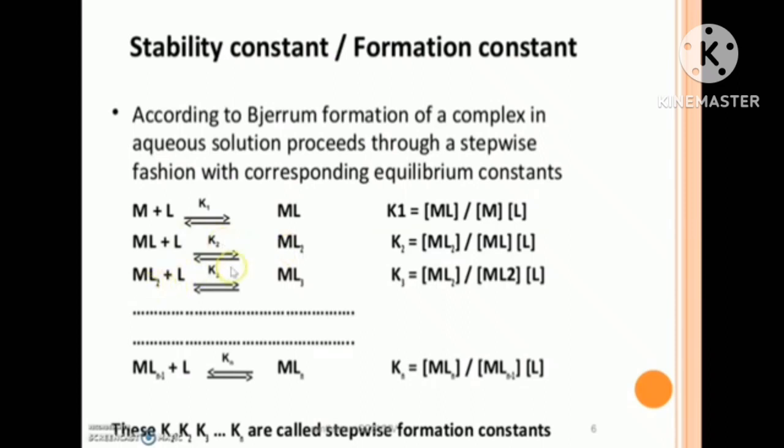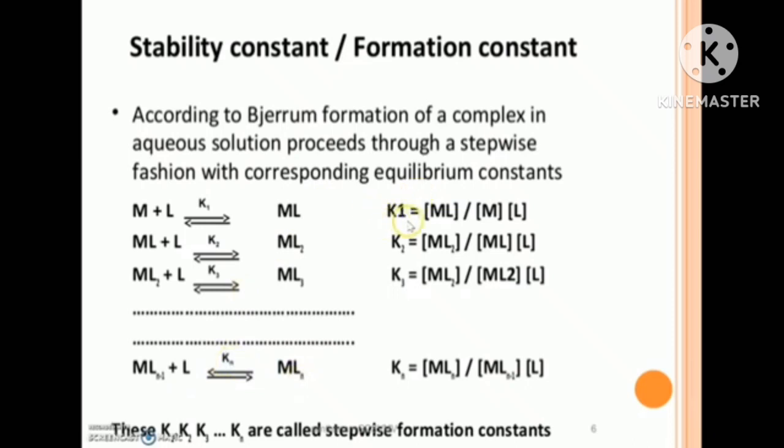And third step, ML2 combines with the next ligand to form ML3. Here the stability constant is K3, and the reaction proceeds likewise up to MLn. We are representing the complex as MLn. That's why here we write MLn-1 plus ligand giving MLn, and the stability constant is Kn.